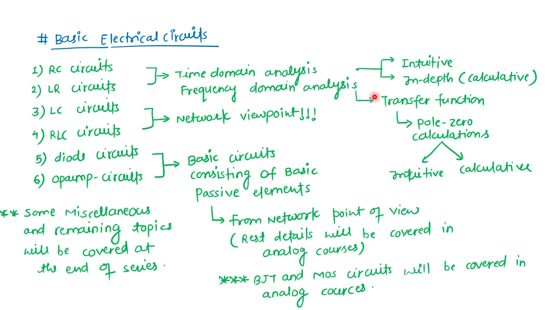In frequency domain analysis, I would like to discuss the transfer function and how we can write the transfer function directly by looking at the pole, zero, and DC gain. These pole and zero calculations will be both intuitive and calculative. Calculative means we directly write some network equations, go from the input to the output, and directly write the transfer function.